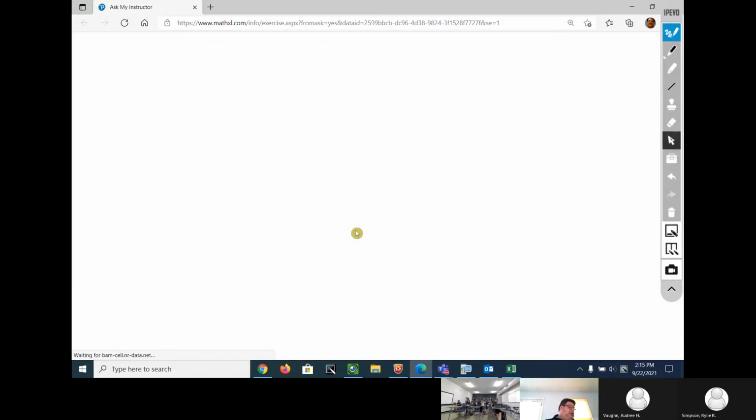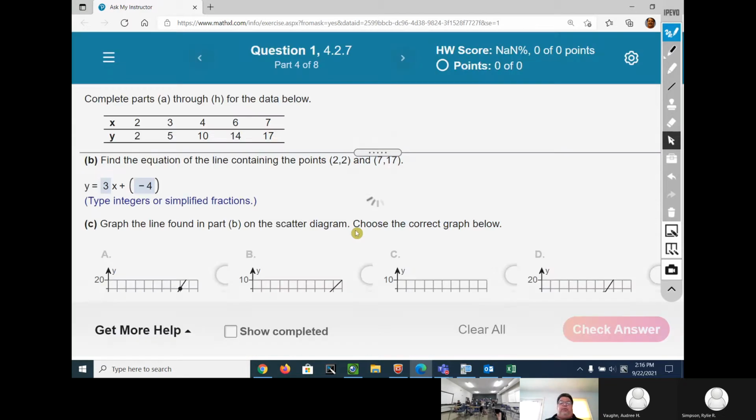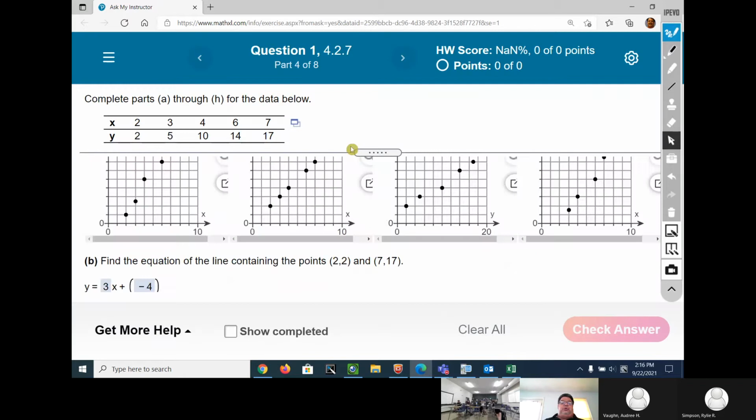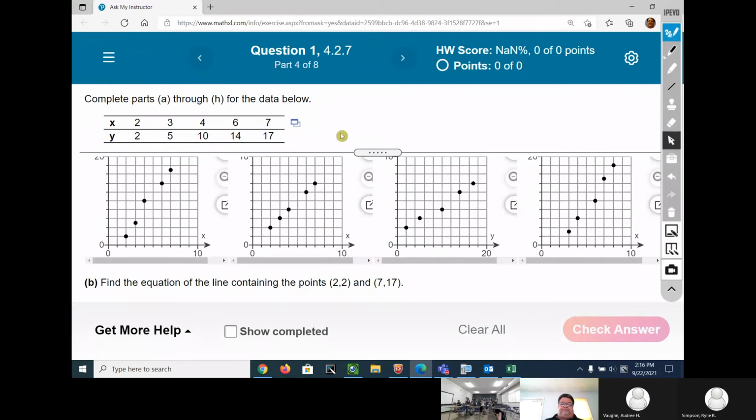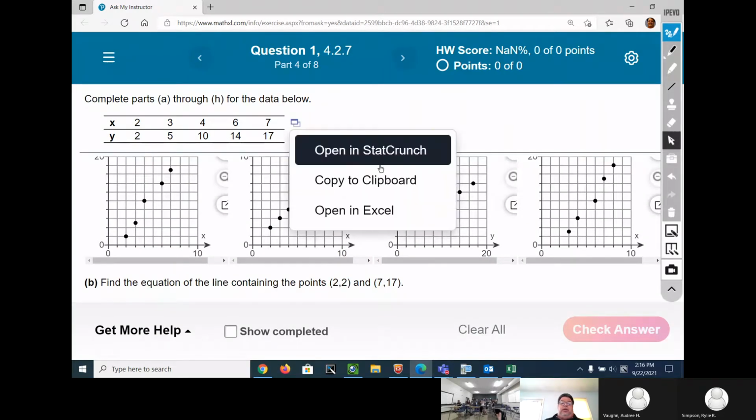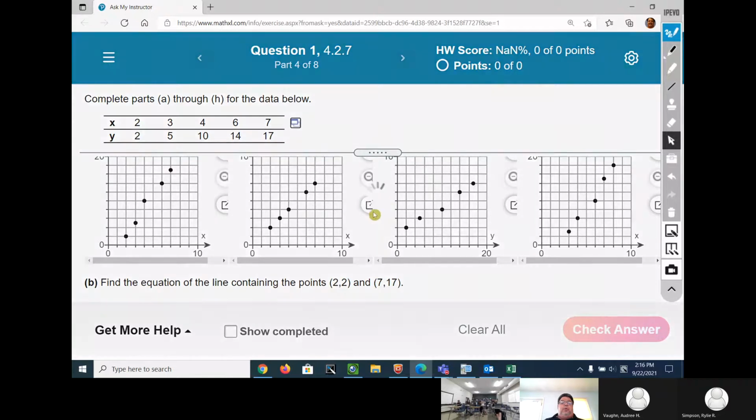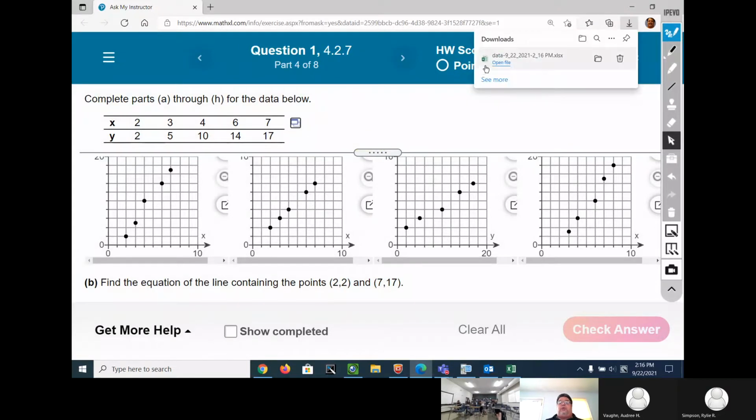Now it's going to have a table just like the first one did. I mean, not a table, but a list of points. So let's just do this A, B, and C. I'll go ahead and open it up in Excel so I can make it bigger so you can see the points.